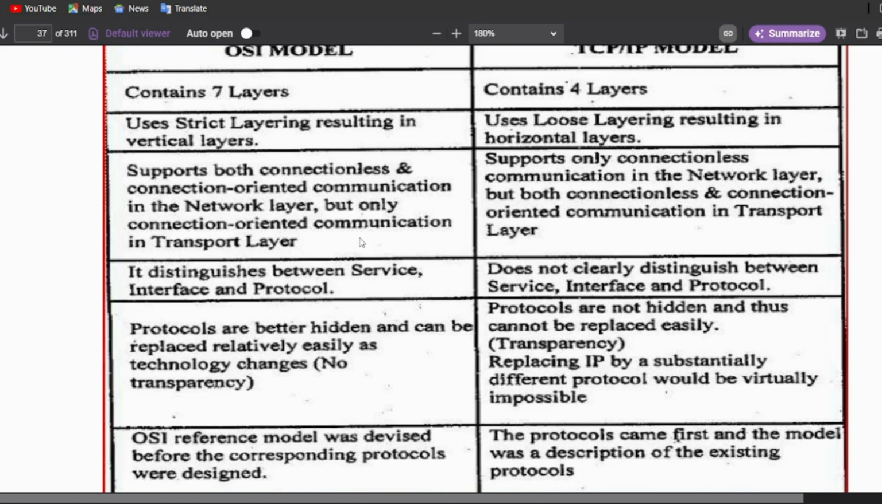Coming to the OSI model, protocols are better hidden and can be replaced relatively easily as the technology changes. But in TCP/IP, protocols are not hidden and thus cannot be replaced easily. Replacing IP by a substantially different protocol would be virtually impossible.